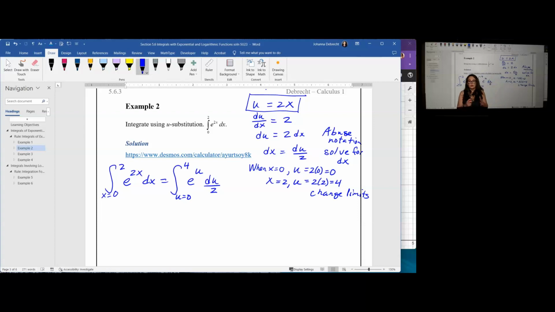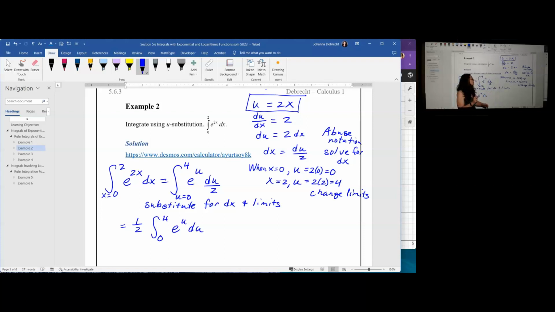Now, again, the 1/2 is a constant, so I can factor the constant out. After I've completed the substitution, I'm going to put the constant on the front. So I have 1/2 the integral from 0 to 4 of e to the u du.